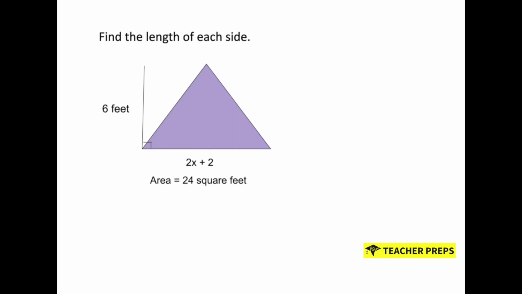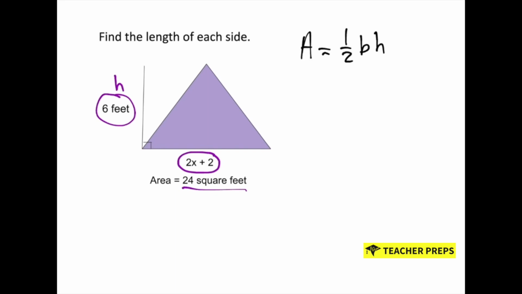Let's look at another example. This one says to find the length of each side. Again, it gives us the area of 24 square feet. Remember that the base and the height must make a right angle, and they do. One of the sides is 6 feet, that's the height, and the other one is the expression 2x plus 2. That's our base. We can still use the equation A equals 1/2 times base times height, plug in what we know, and solve for what we don't know.